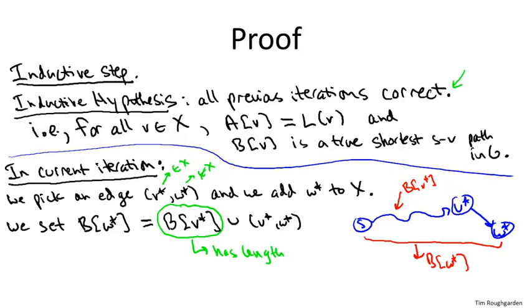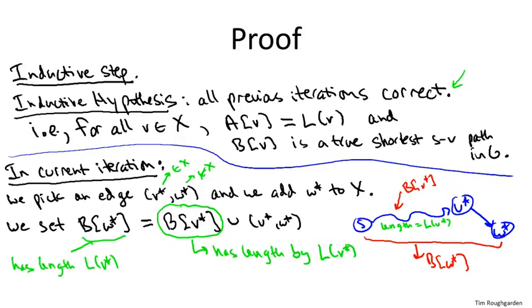Now V star, remember, is in X. So that was previously computed. So by the inductive hypothesis, this path BV star from S to V star is in fact a true shortest path from S to V star in the graph. So therefore, it has length L of V star. Remember, L of V star is just by definition the true shortest path distance in the graph from S to V star.